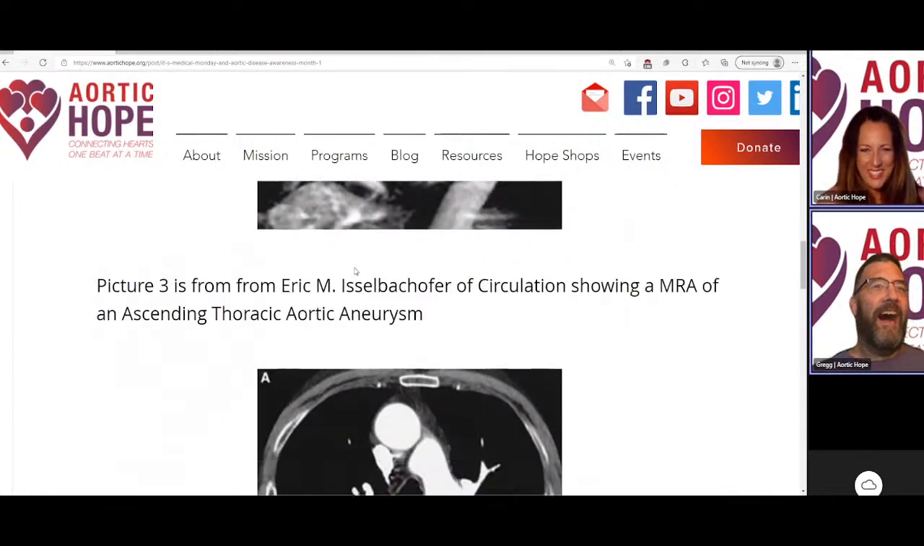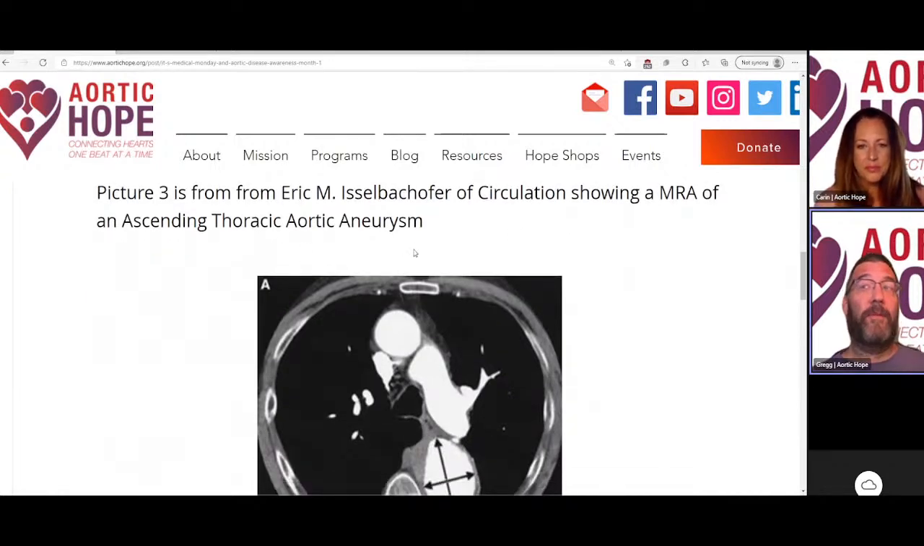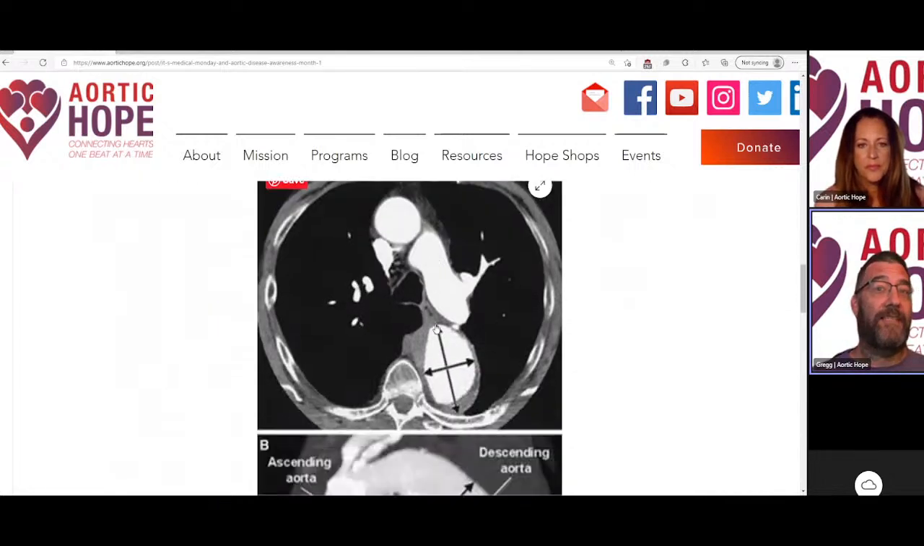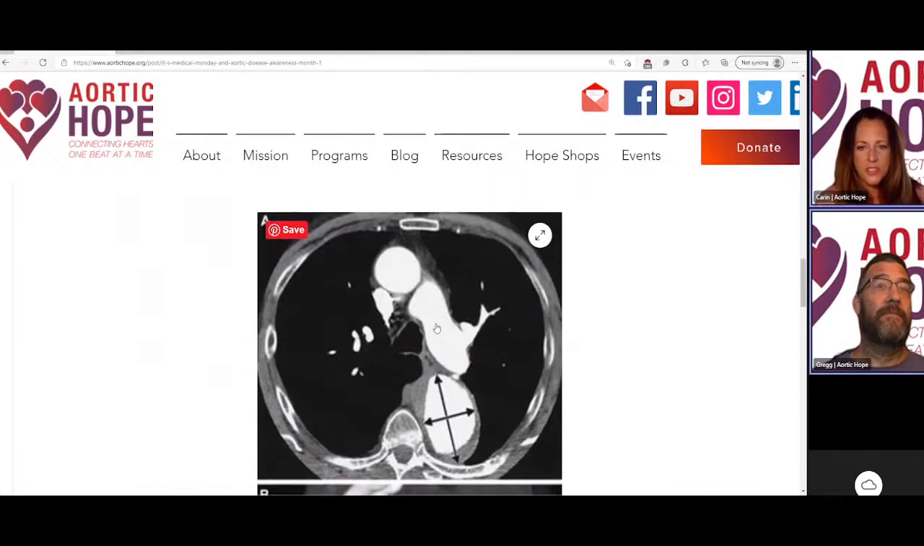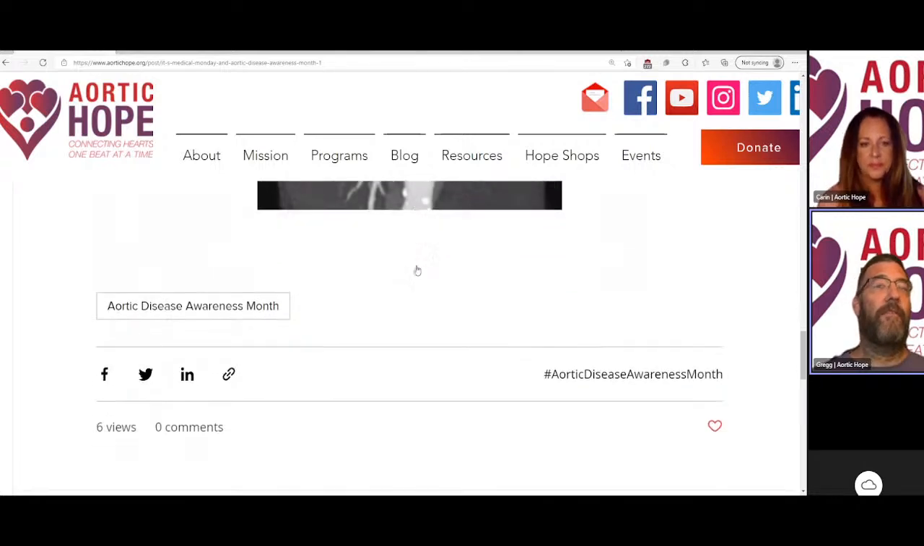Yeah, it really does. Picture 3 is an MRA. So for the people that get MRAs like you do, Karen, this is an MRA of an ascending thoracic aortic aneurysm. That first one's a great cross-section view. And then that kind of shows you the MRA when it's non-cross-section and they're looking at it.